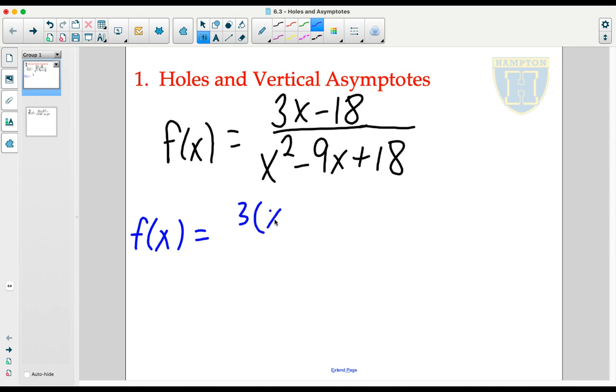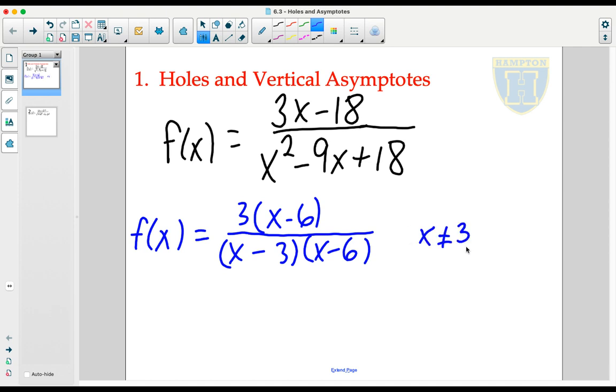We factor the numerator, and we factor the denominator. This factorization of the denominator gives us two restricted values. These are going to be our candidates for the holes and the asymptotes. We have a restricted value at x equals 3, and we have a restricted value at x equals 6.